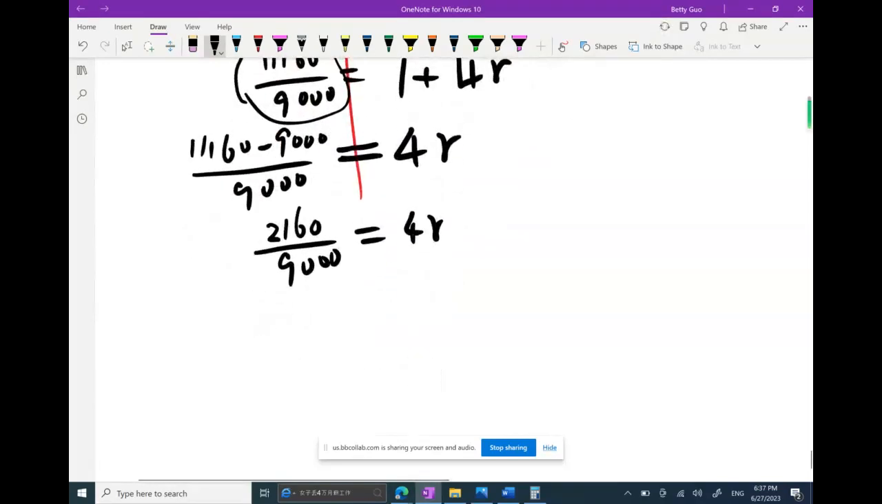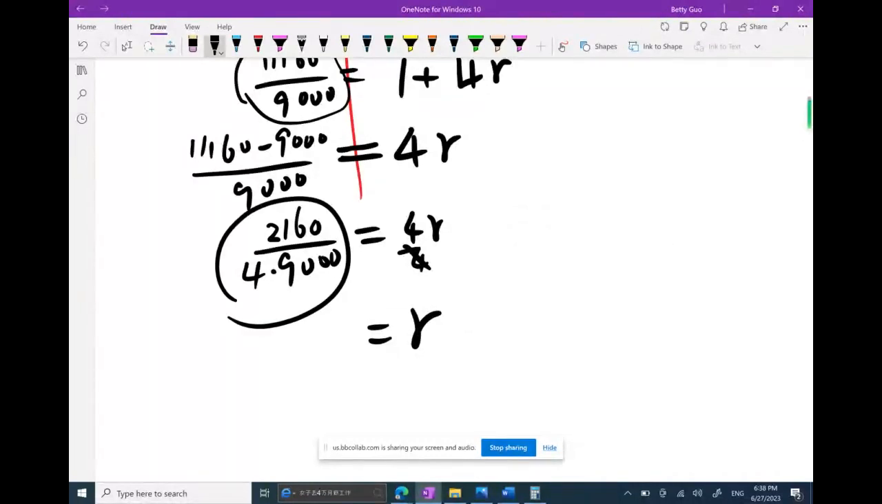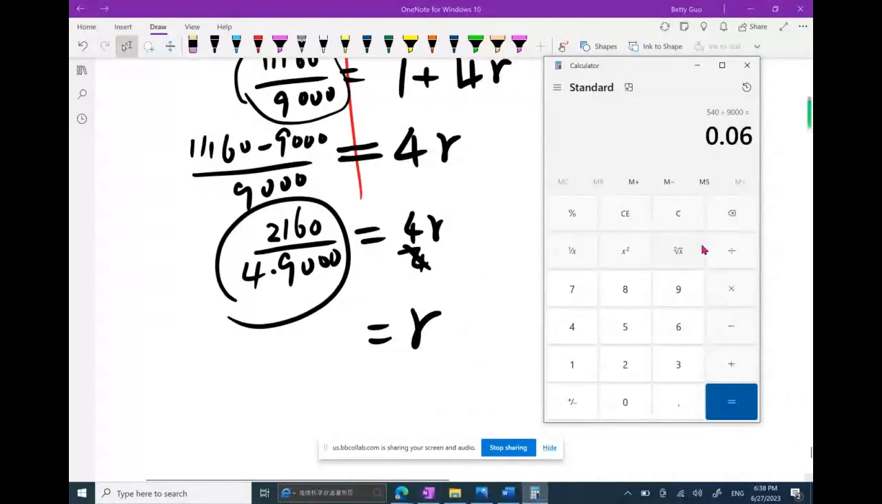4R. And then divide by 4. Divide by 4 here, and then divide by 4 here. So my R is going to be 2160 divided by 4, and then divided by 9,000. Same thing, right? We got 6%.